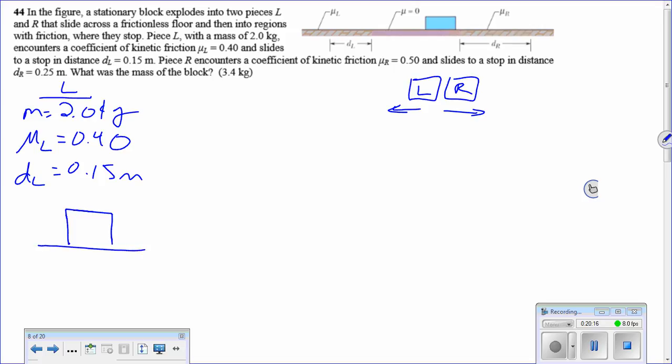So here's the idea. Here's piece L, right? Mass of L. This is MLG, gravity pulling it down. Our normal force is ML times G. Now the block is sliding this way, so I'm going to have kinetic friction going this way, and my kinetic friction is going to be my coefficient times my normal force.